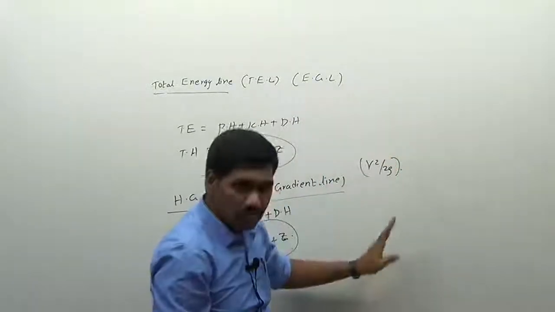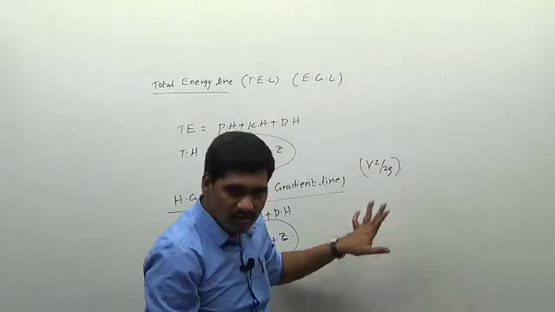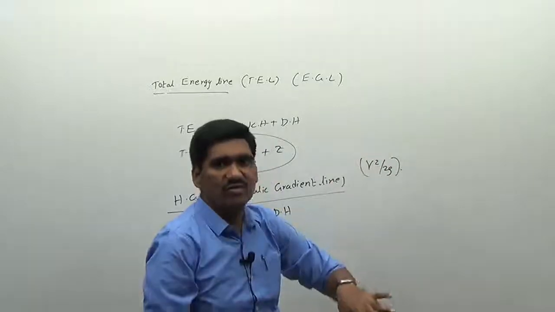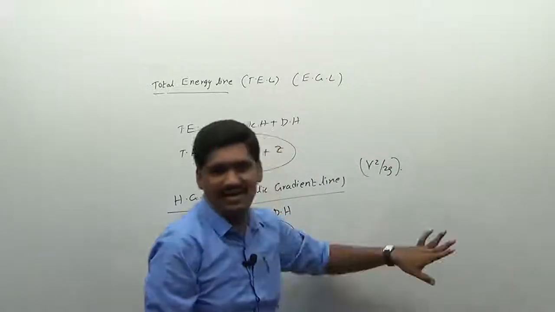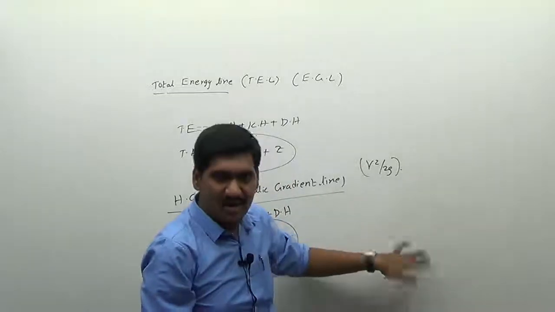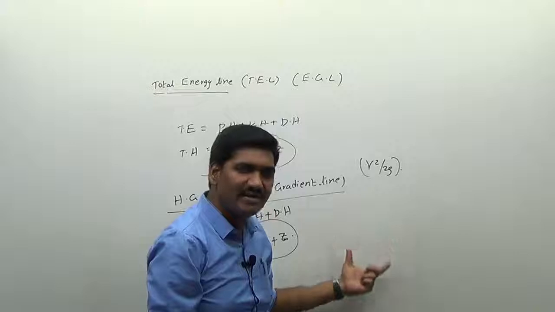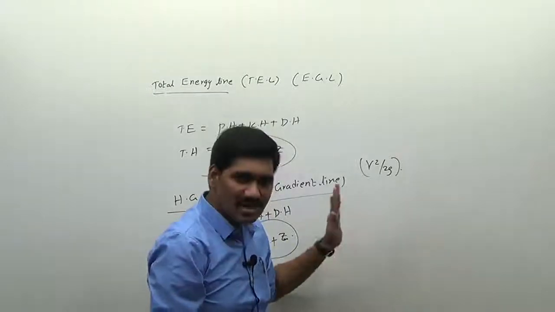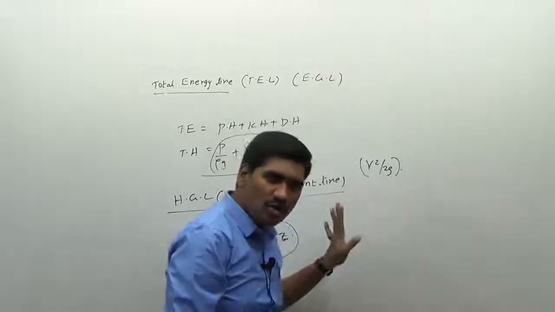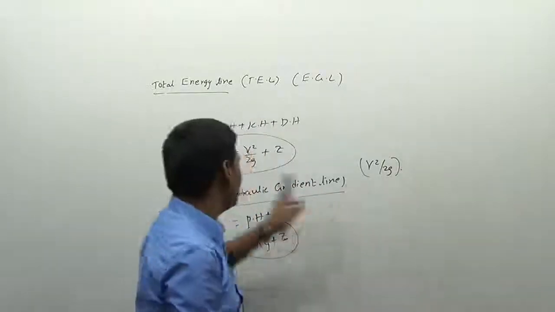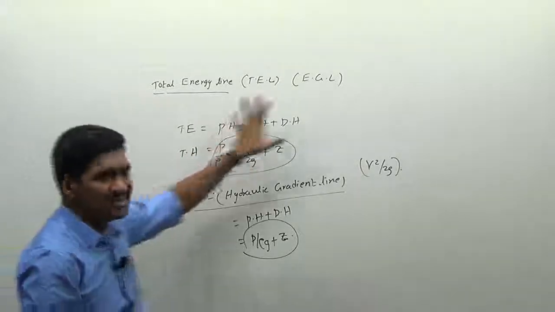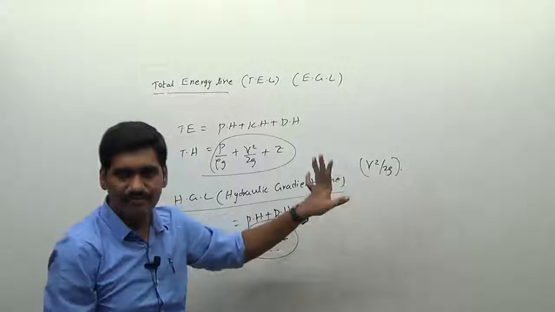Now, the second case: if you determine the energy by omitting the velocity head, or the kinetic energy, if you determine the total head by omitting the kinetic head, the remaining head will be equal to the pressure head and the datum head. So if you determine the sum of the pressure head and datum head at all the points in a given pipeline, and join all these points, that line is called the hydraulic gradient line here. The difference between these two is called the kinetic head here.